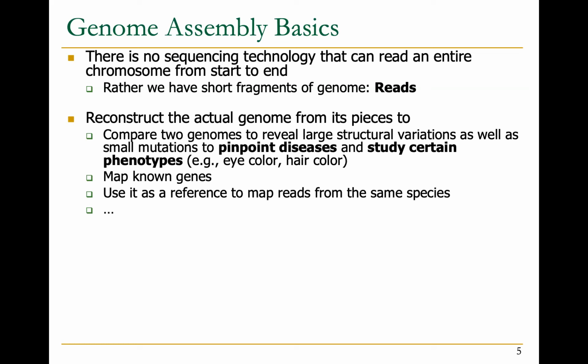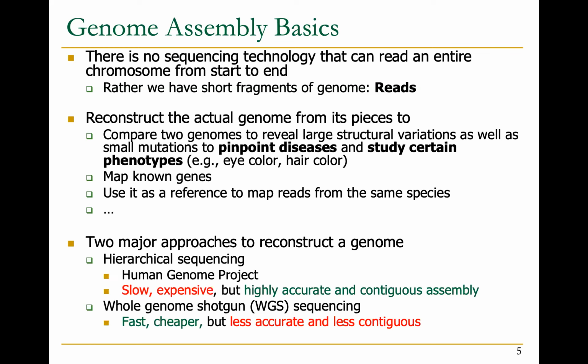And if we can generate an assembly that's very accurate, really contiguous, and very complete, we can even use it as a reference genome so that we can start mapping other reads from the same sample, from the same species, to that reference genome, because we would know that the genome assembly we just constructed is very high quality, such that we can use it as a reference genome.